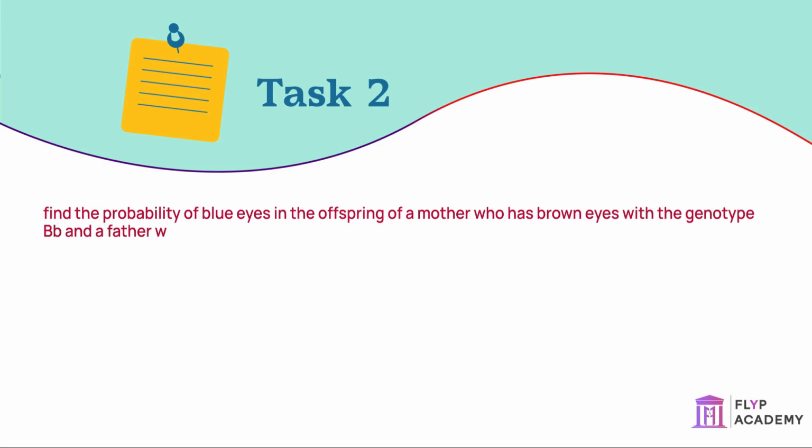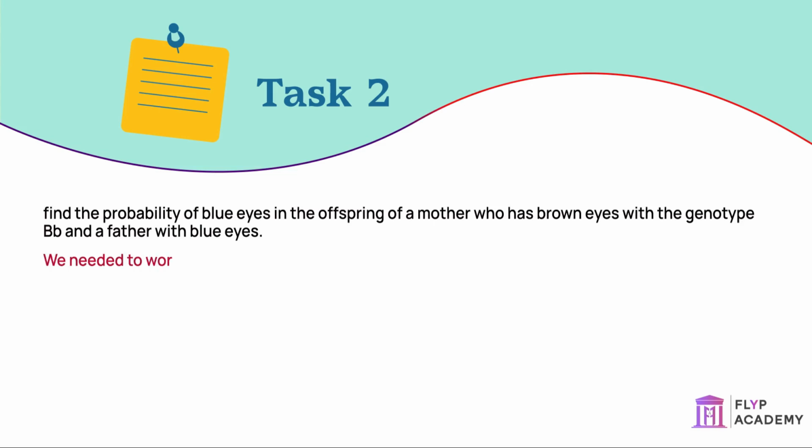Bb, and a father with blue eyes. 2 out of the 4 have the genotype Bb that results in brown eyes, and 2 have the genotype bb that results in blue eyes. So, 2 over 4 multiplied by 100 is equal to 50% probability of blue eyes.